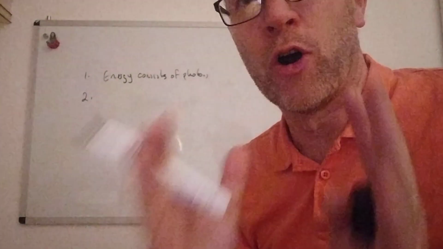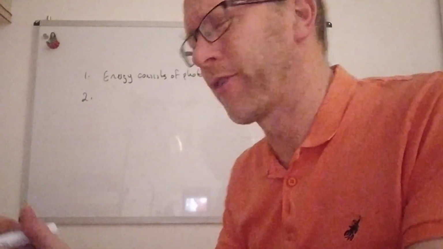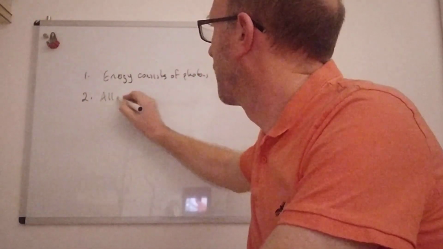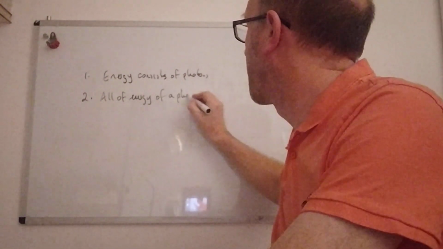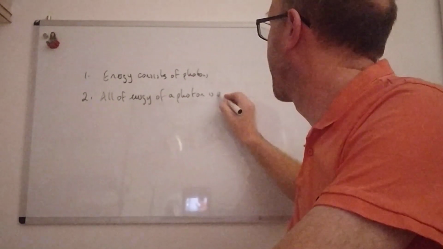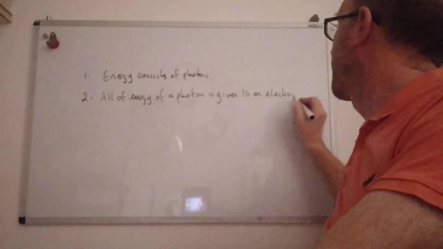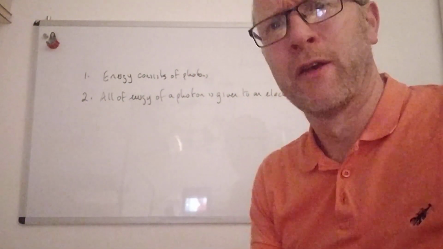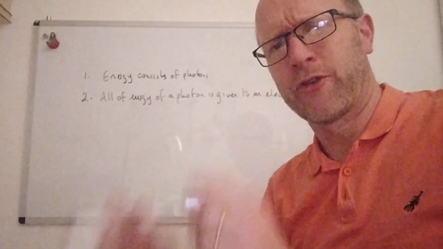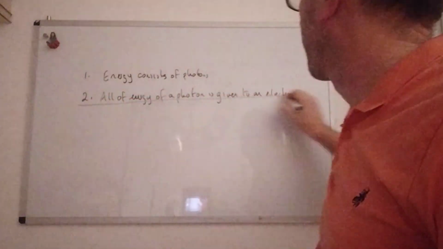Number 2, he said, and this is very important, that all of the energy from one photon is given to one electron. So all of the energy of a photon is given to an electron. That is very important, but it's also very useful for us because it makes the maths very easy. You're just zeroing in on one photon, one electron, as we'll see. So they're the first 2 crucial points.